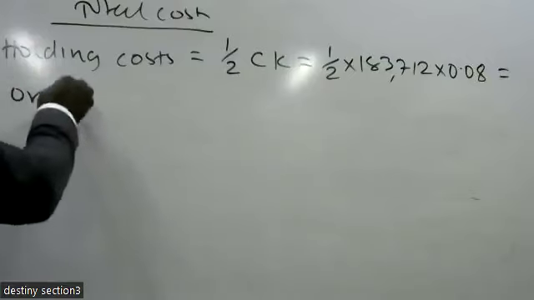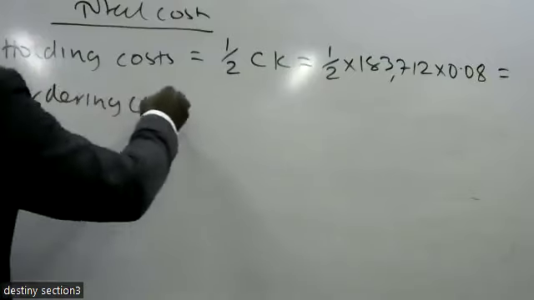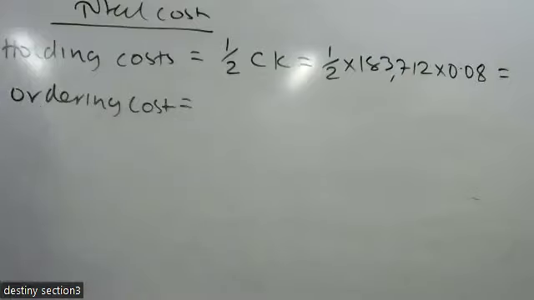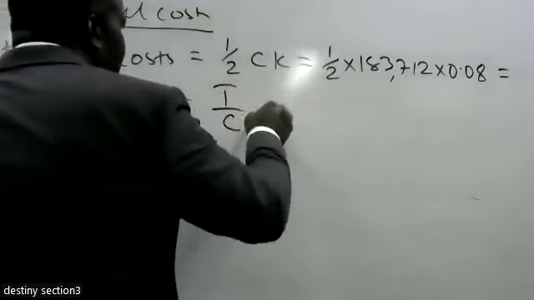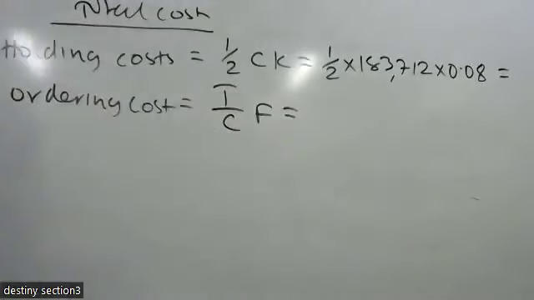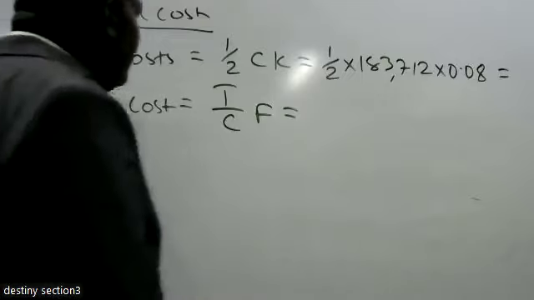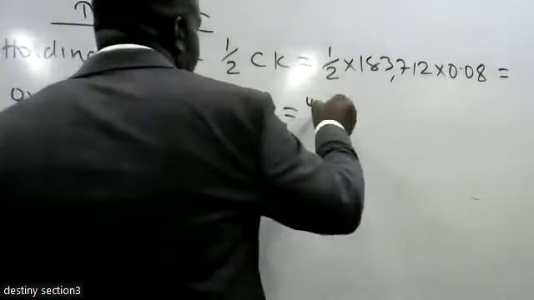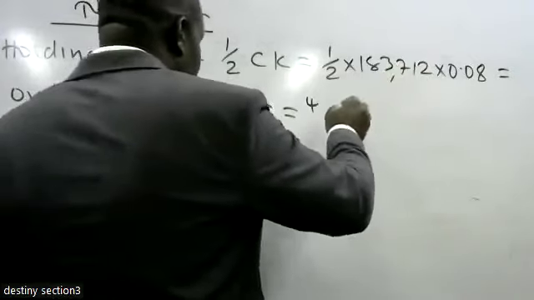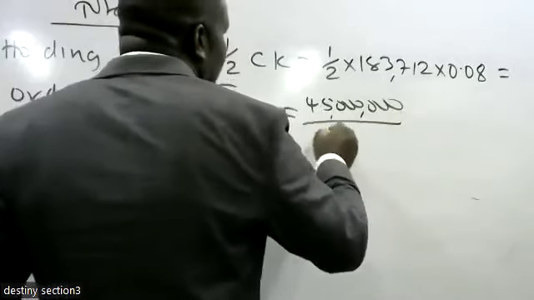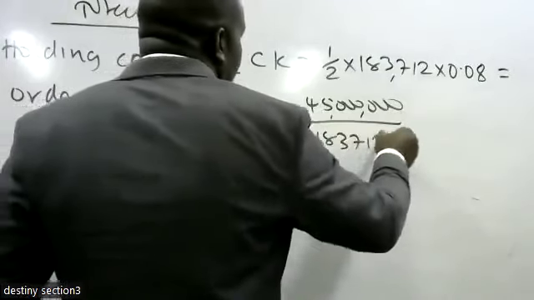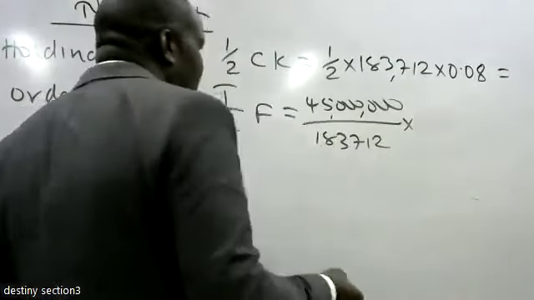Then there is that item of the ordering cost. So ordering cost for this one should be T divided by C, then multiplied by F. So T divided by C, multiplied by what? Remember, T was 45 million? And C is 183,712. So F was how much? Was it 30?